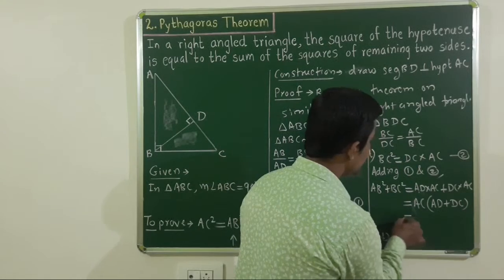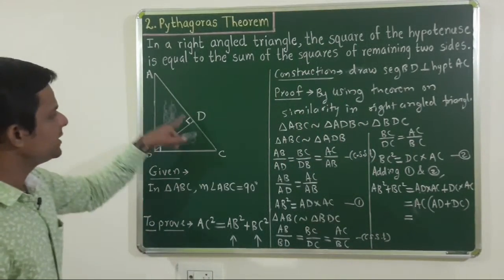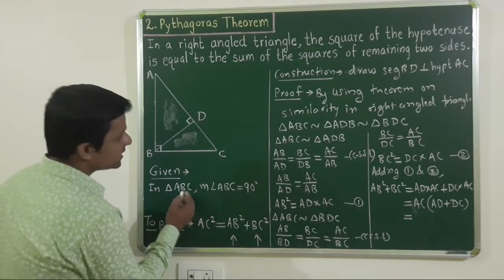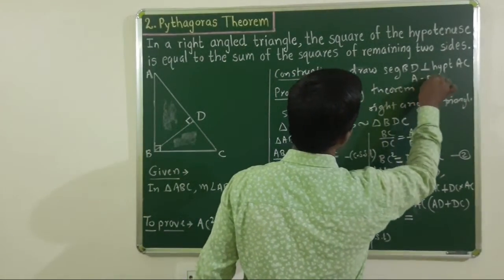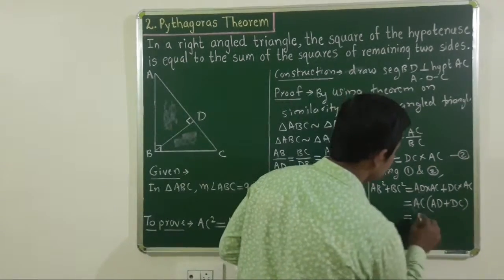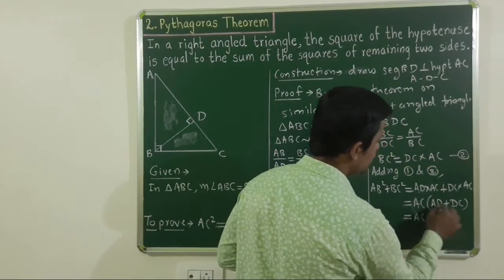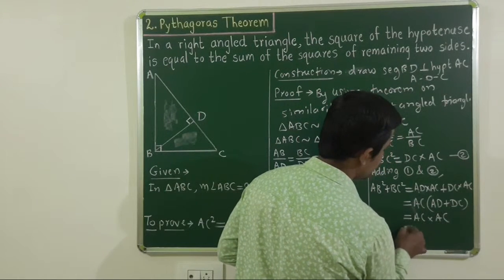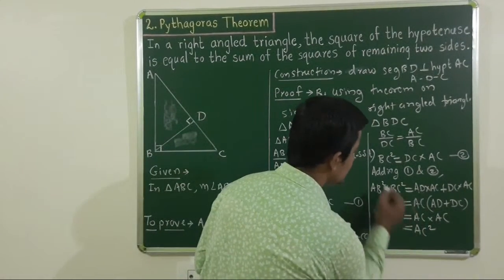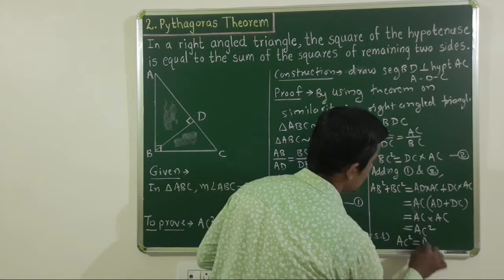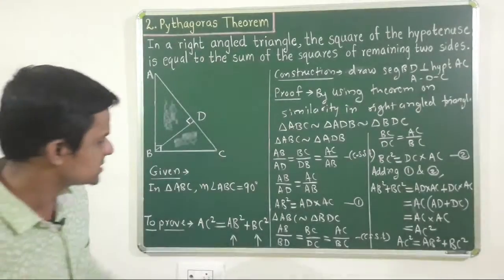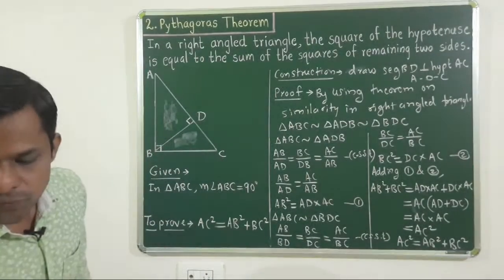Now observe this AD plus DC in diagram. AD plus DC is nothing but AC, since A-D-C, point D is between A and C. Therefore, adding AD and DC we get AC; this AC as it is into AD plus DC is AC again. That is equal to AC into AC, AC square. Therefore, I can write AC square is equal to AB square plus BC square. That was our target. This is about proof of Pythagoras theorem.